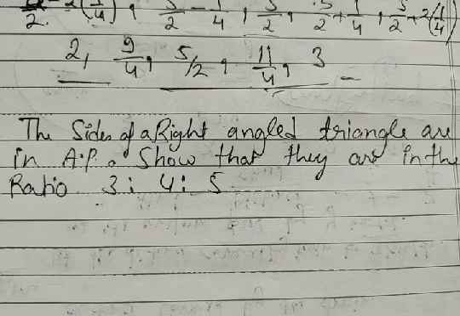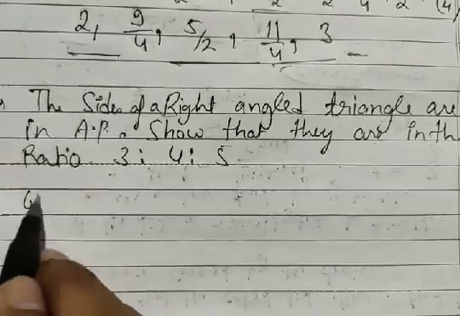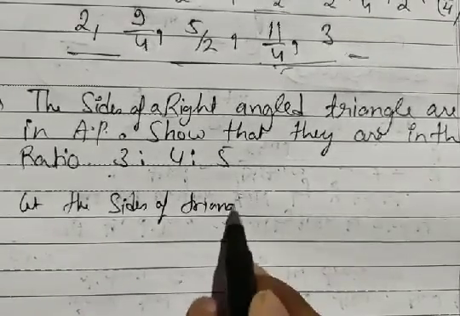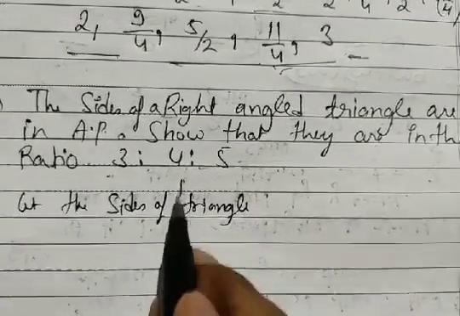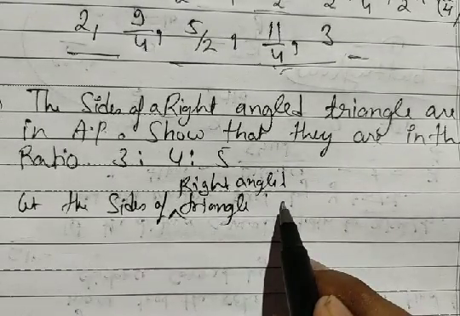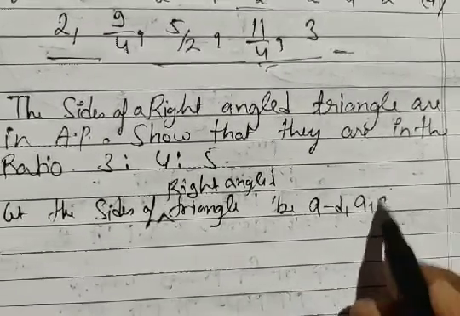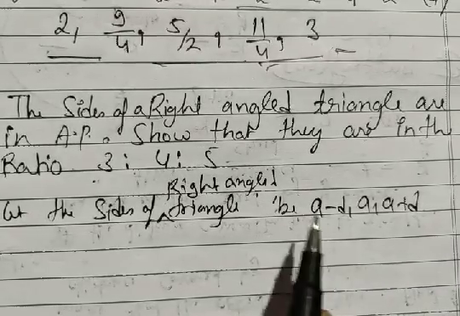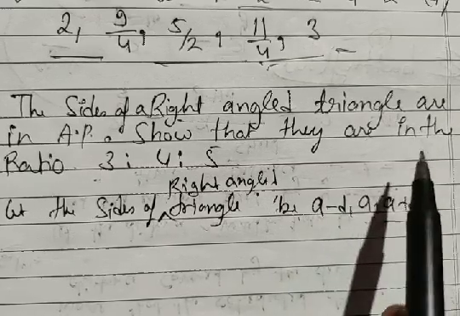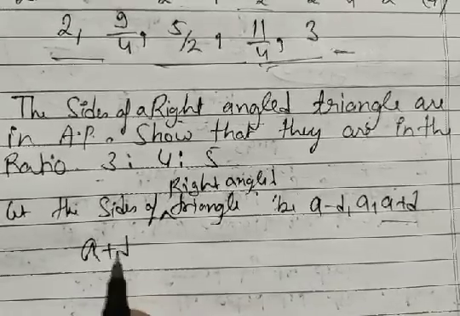One of the easy ways is to take the numbers as a minus d, a and a plus d here. We start with: let the sides of the right angle triangle be, what do we take as sides? a minus d, a and a plus d. Now the sum is not given, but it's given that it's a right angle triangle. We take a plus d as the hypotenuse and the other 2 are legs of the right angle triangle. Then by Pythagoras theorem, what do we have? We have a plus d.